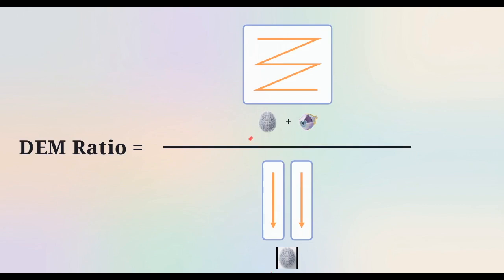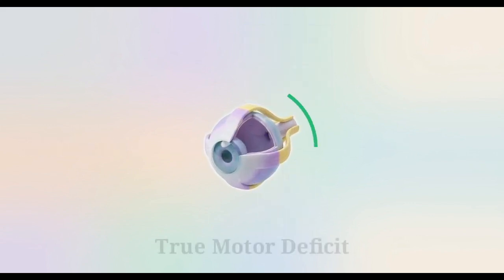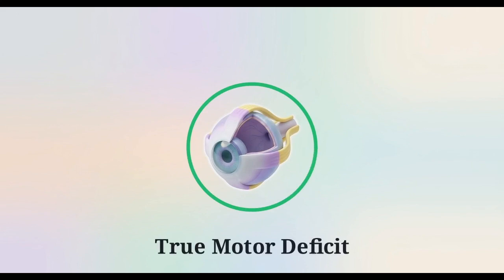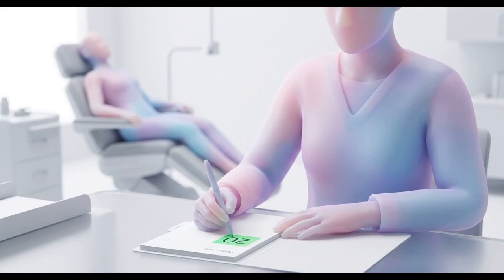The clinician takes the results and calculates the DEM ratio by dividing the horizontal adjusted time by the vertical adjusted time. Since verbal processing speed is required for both, that cognitive variable mathematically cancels itself out in the ratio. This leaves the clinician with a single number representing only the true motor deficit, entirely independent of the patient's cognitive processing speed. By utilizing this calculation, the DEM test allows clinicians to definitively separate mechanical oculomotor dysfunction from neurological delays.